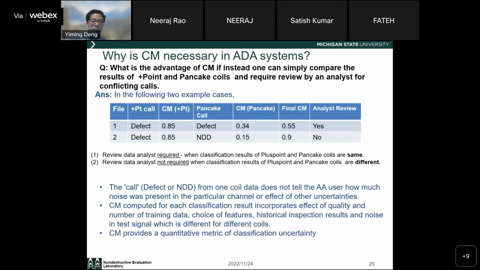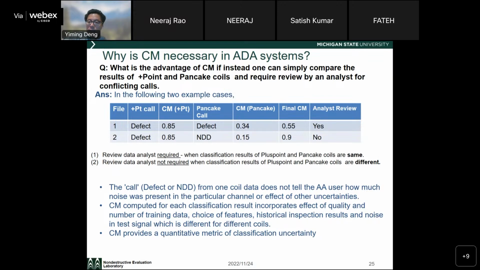For example, why is the CM necessary in an ADA system? What is the advantage of CM if, instead, one can simply compare the results of sensor number 1 and sensor number 2, and require review by an analyst for conflicting calls? This is an example that I want you to give more reading, discussion and thought. I just leave this to you. I will not cover everything here, but I think the answer is pretty straightforward. I already gave you an answer here.